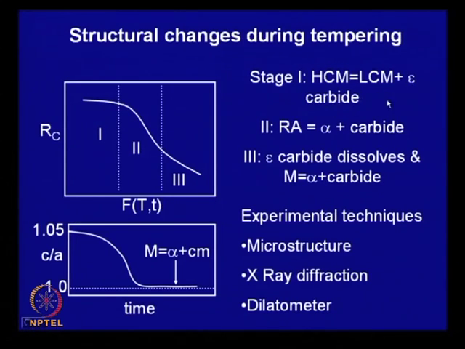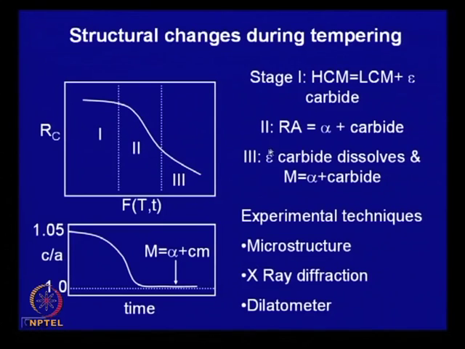This has a little higher amount of carbon content than cementite. And this high carbon martensite has a plate type of structure. So, that is unstable, and low carbon martensites usually have a lath type of structure. We talked about it, and so this is the main change that takes place during stage 1.